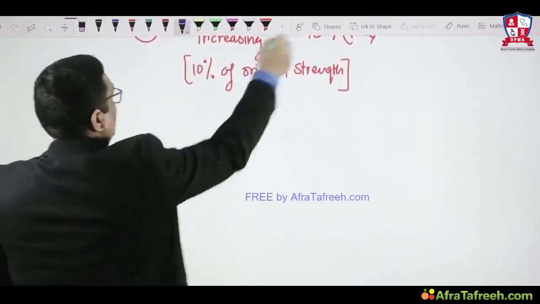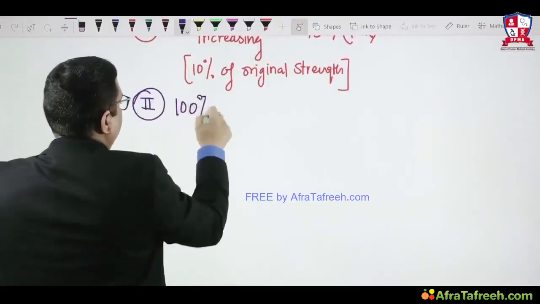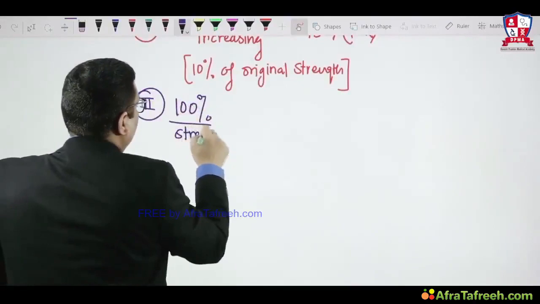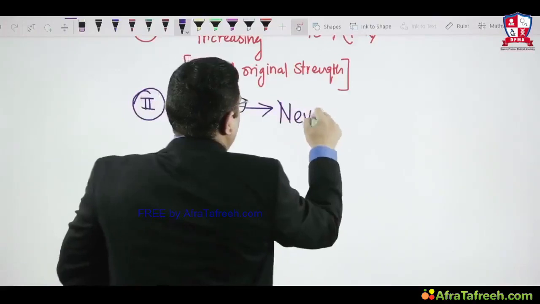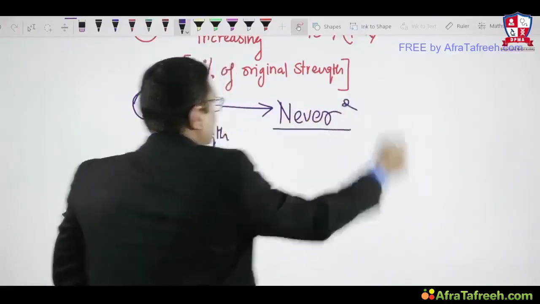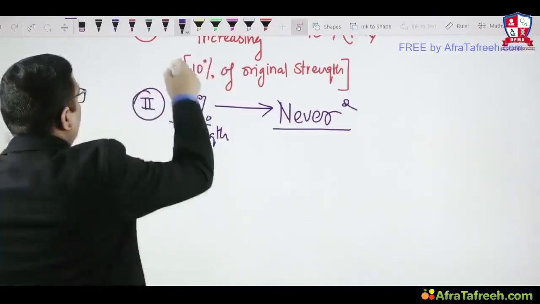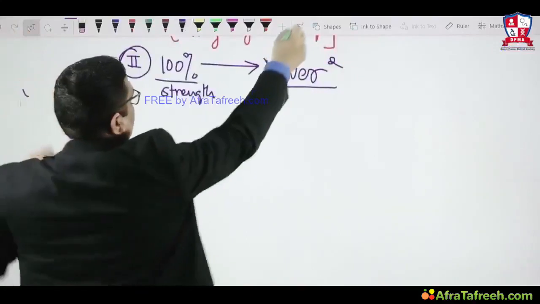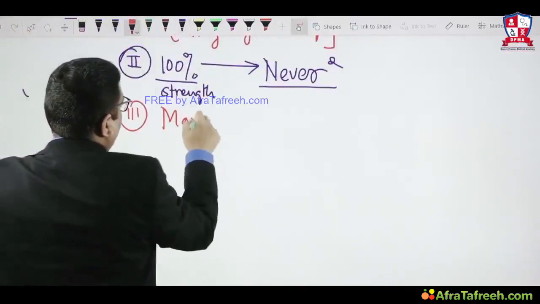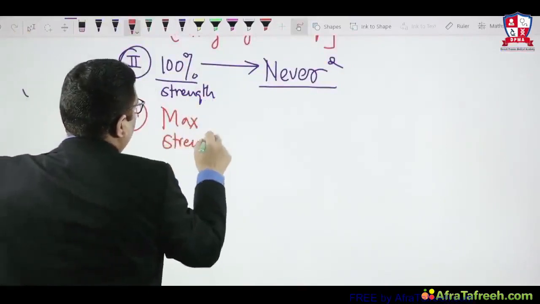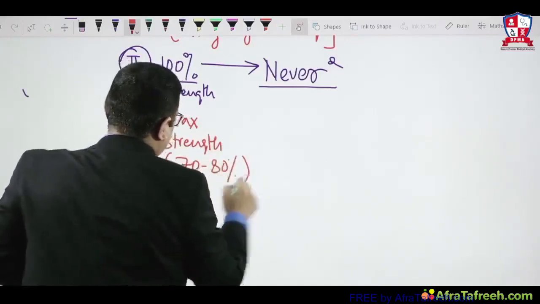The second thing which the examiner can ask you is when they will have 100% strength of the original wound, right? So 100% strength is never achieved. Remember this point also: 100% is never achieved in wound healing. So what is the maximum limit of wound strength? Maximum strength will be 70 to 80% of original.